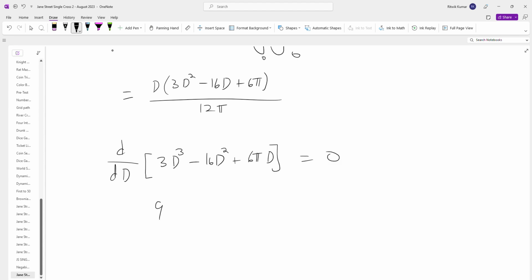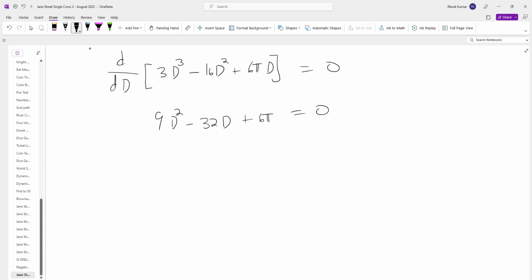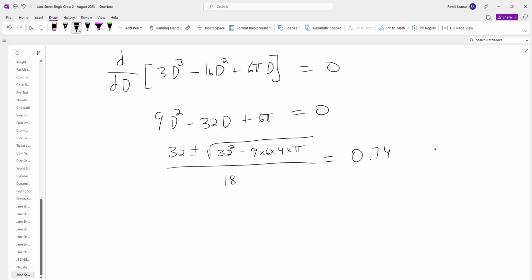That equals 0. This is just 9D squared minus 32D plus 6 pi equal to 0. Now we can just use the quadratic formula to get 32 squared minus 9 times 6 times 4 times pi all over 18. And if I remember correctly, the correct answer is around 0.745. And this is our D.